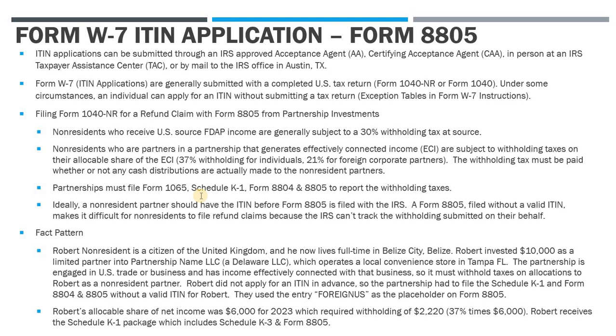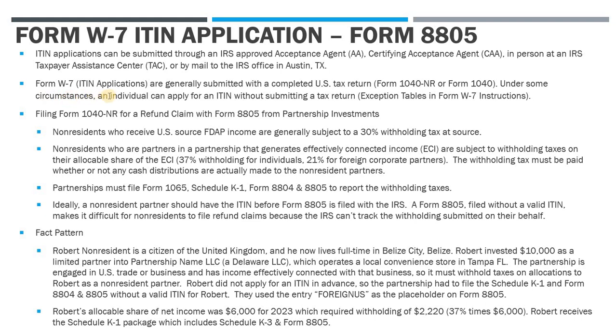So these ITIN applications can be submitted a number of ways. You can submit them through an IRS approved acceptance agent or a certifying acceptance agent. They're really good resources to get this done for you and streamlined. You can also submit these applications in person. So if you visit an IRS Taxpayer Assistance Center, they can take care of that for you. Or you can complete the application, print it out, sign it, and mail it to the IRS office. And that's what we're going to do in this scenario. We're going to complete everything ourselves and then go ahead and mail it in.